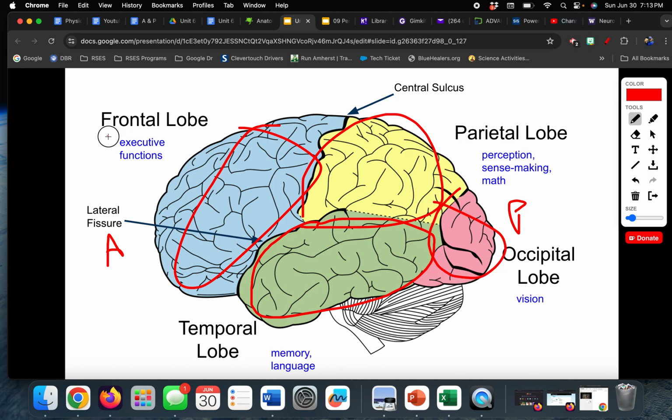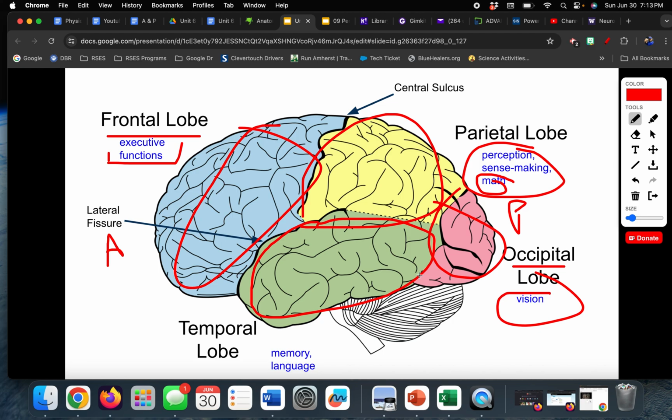Here's what they do. Frontal lobe is thinking, our executive functions. Parietal lobe is where our perception is, so our senses send information to the parietal lobe, and it's also involved in math. Occipital, remember we said on the occipital bone, if you've ever hit the back of your head on something hard enough and you see black or you see stars, it's because that part of the brain affects your vision. And then your temporal lobe affects your memory and your language.